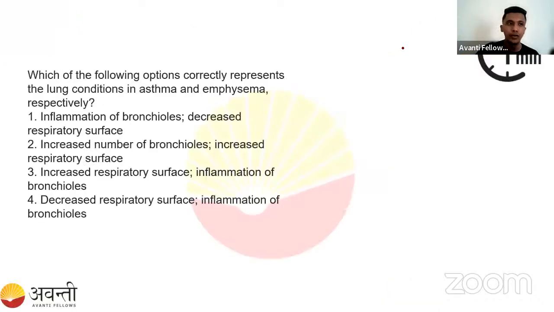So we have the first question for the day. Which of the following options correctly represents the lung conditions in asthma and emphysema respectively? Inflammation of bronchioles and decreased respiratory surface; increased number of bronchioles and increased respiratory surface; increased respiratory surface and inflammation of bronchioles; decreased respiratory surface and inflammation of bronchioles. As usual, students, you have 1 minute to solve this question. So I will launch a poll now for you, MCQ.